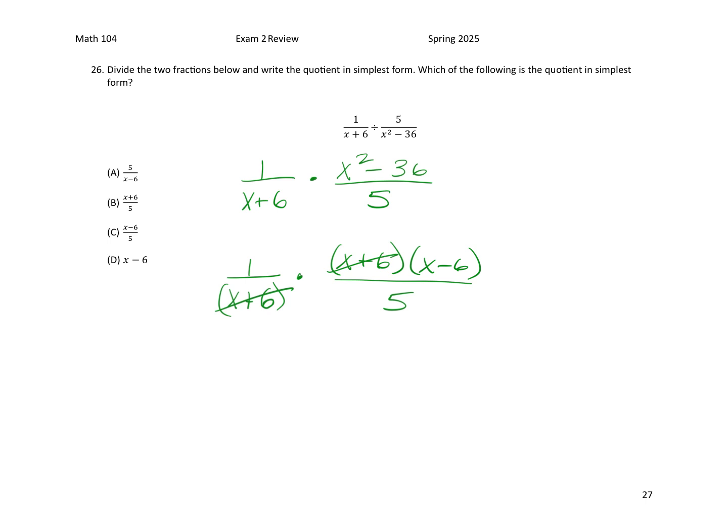My x plus 6's cancel. And what's left is an x minus 6 on the top and a 5 in the bottom. That is option C.